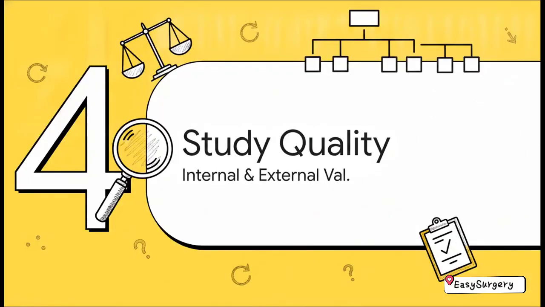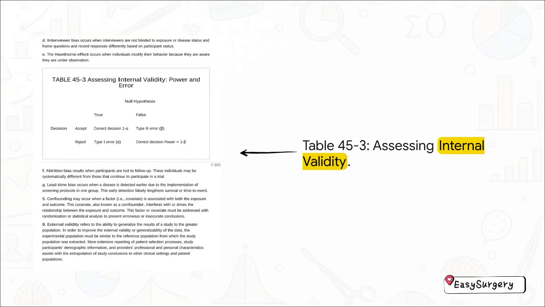All right, Section 4, Evaluating Study Quality. Assessing internal validity really comes down to error and power. Power is your ability to correctly reject a false null hypothesis. Essentially, it's your ability to detect a true difference when one actually exists. A type 1 error, represented by alpha, is a false positive. You falsely rejected the null hypothesis. A type 2 error, represented by beta, is a false negative. You completely missed a true difference.